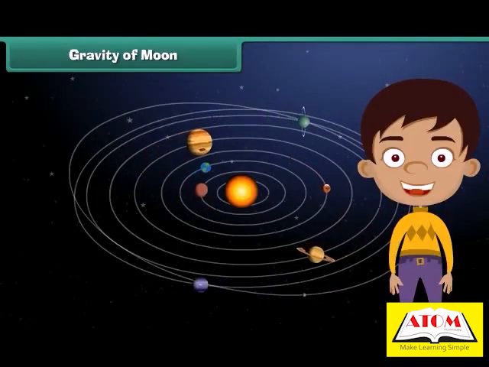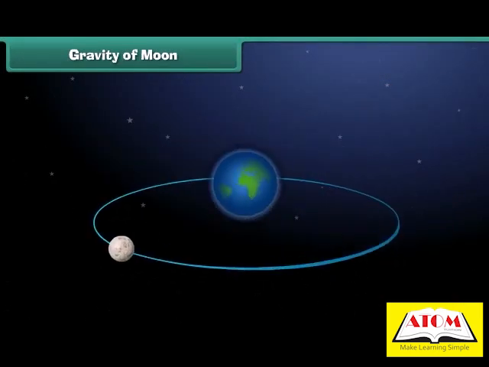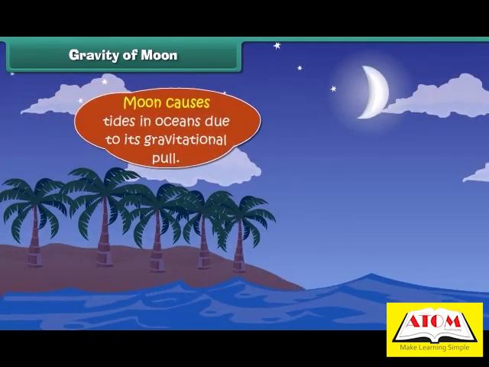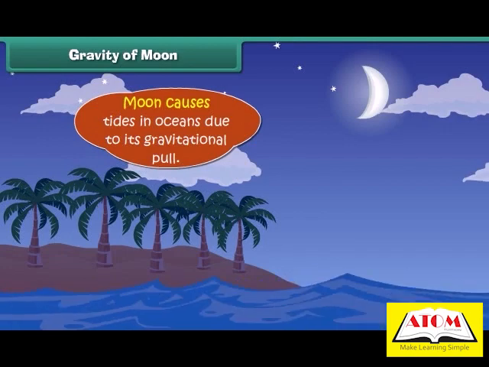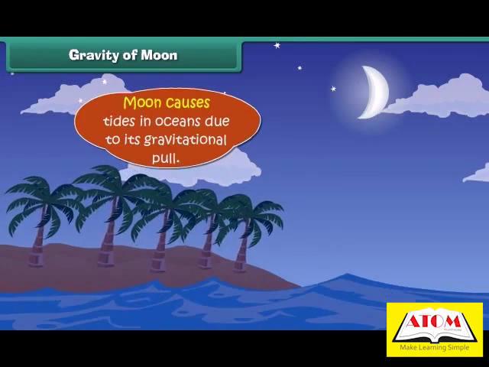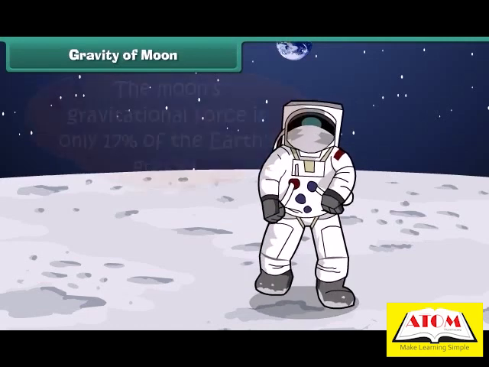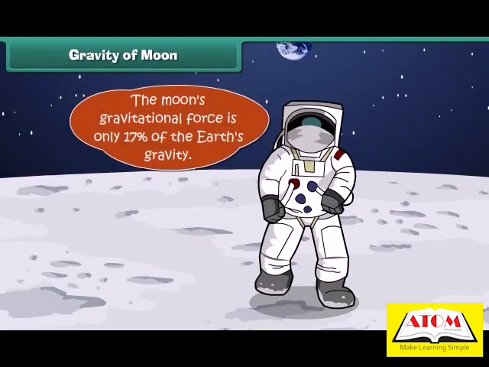You can find big moons in our solar system, but our moon is the biggest compared to the size of Earth, and it is large enough to cause tides in oceans due to its gravitational pull. You'll be surprised again to know that the moon's gravitational force is only 17% of the Earth's gravity. For example, a 100-pound, 45 kg person would weigh only 17 pounds, that is 7.6 kilograms, on the moon.